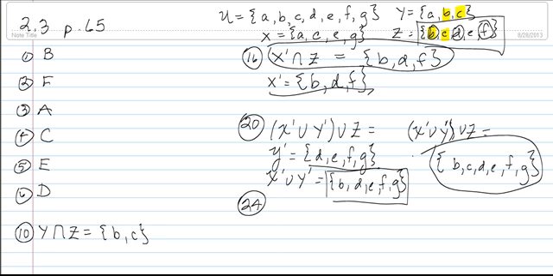And I want to do one more. Y minus X. That's the set of all elements found in Y but that are not in X. So Y contains A, B, and C. X contains A and C. So the only thing found in Y not found in X would be B.